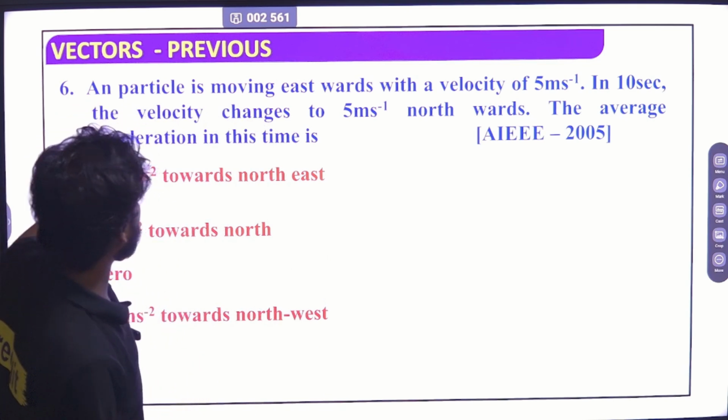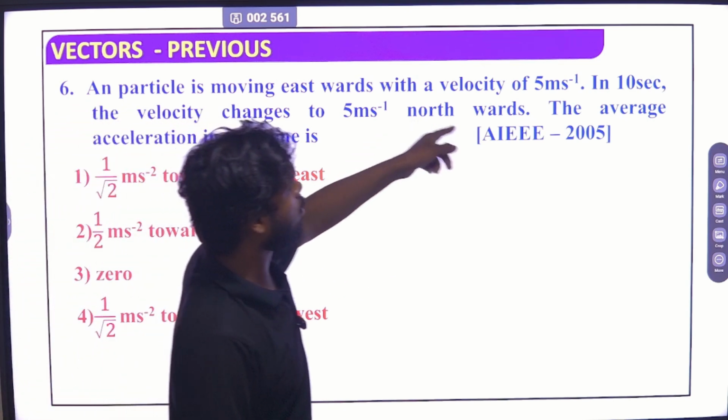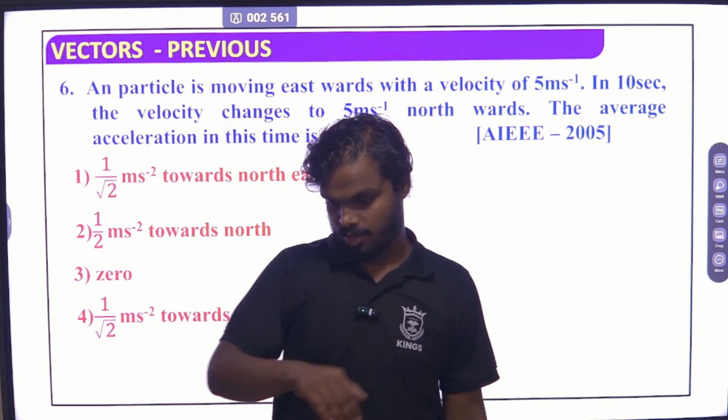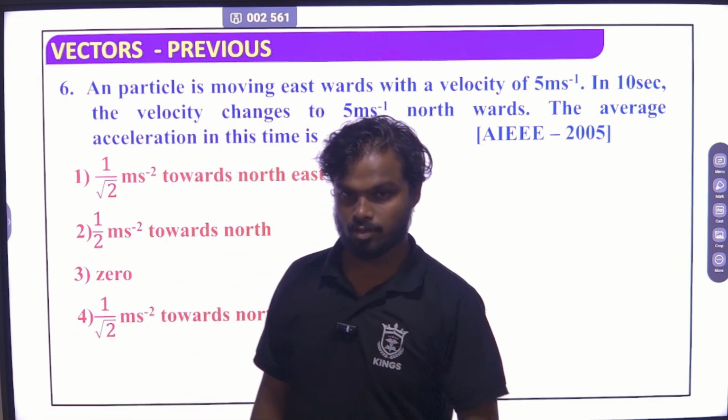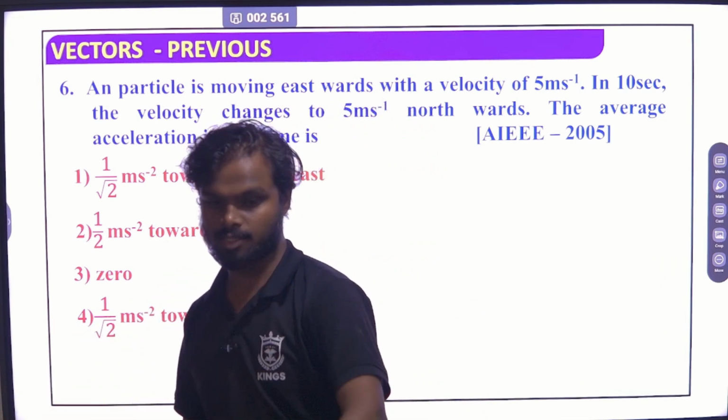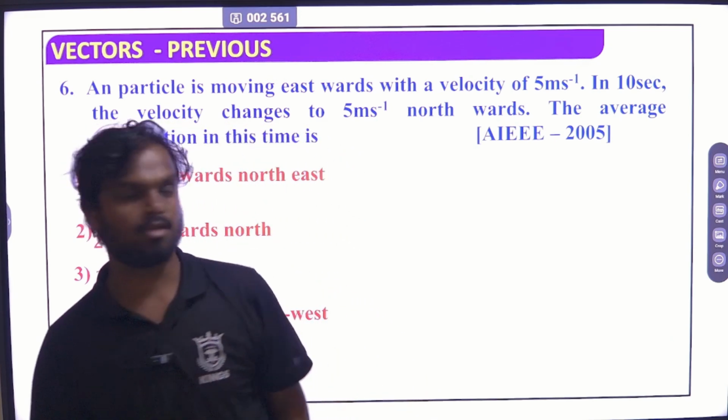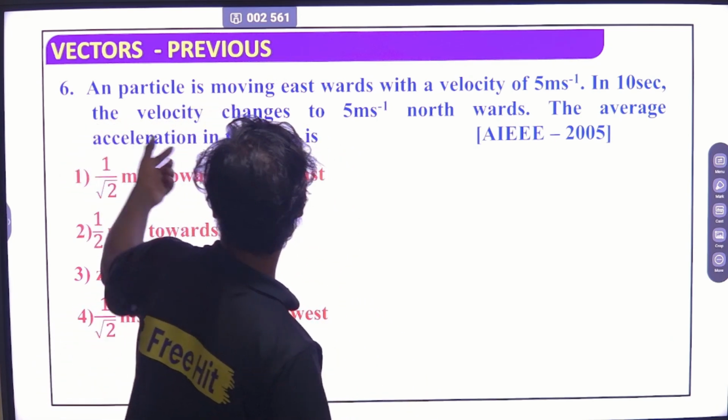In 10 seconds, the velocity changes to 5 meter per second in the northward direction. Means initially it is in this direction. Now the velocity is in the north direction, that means in this direction. Are you getting it? Then the average acceleration in this time.